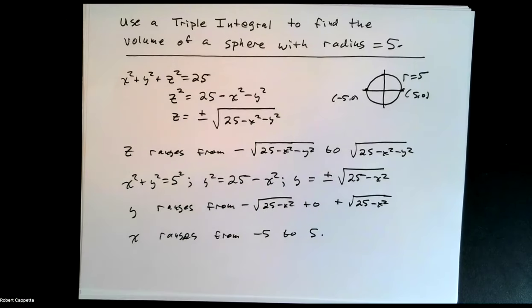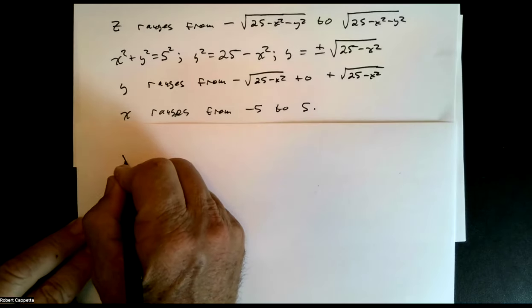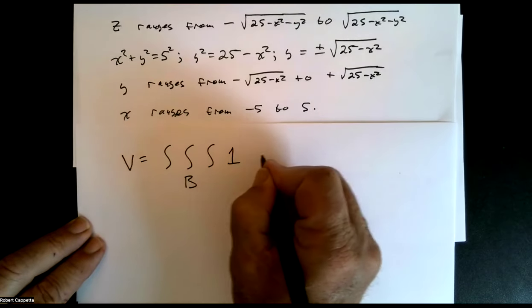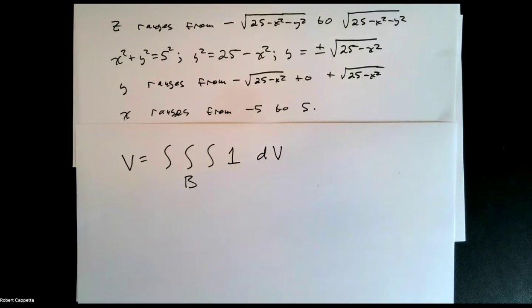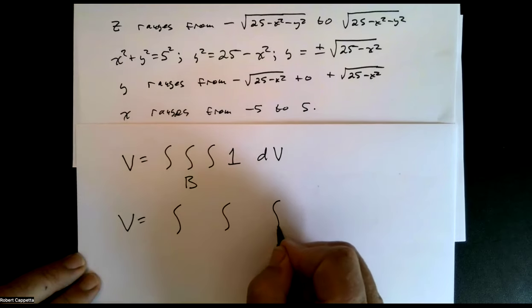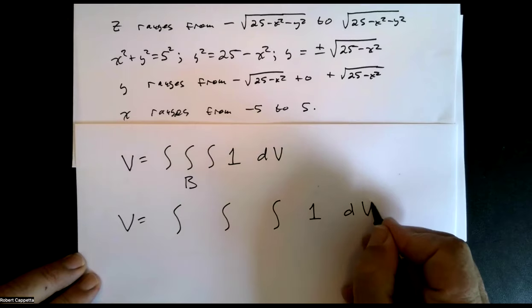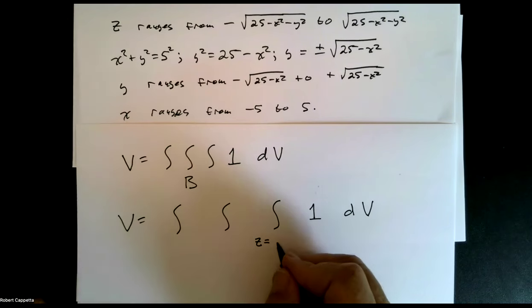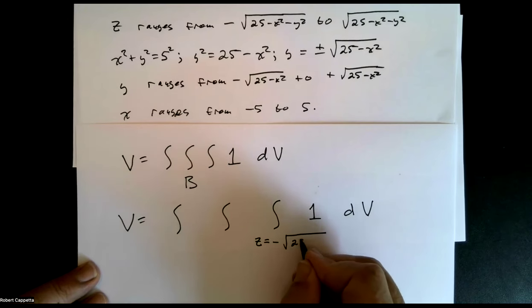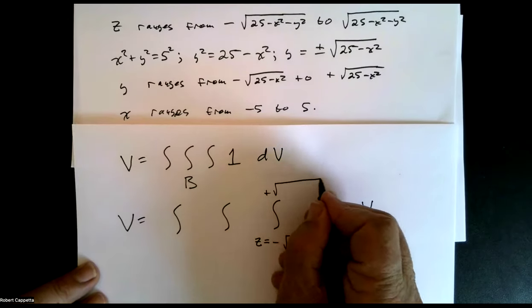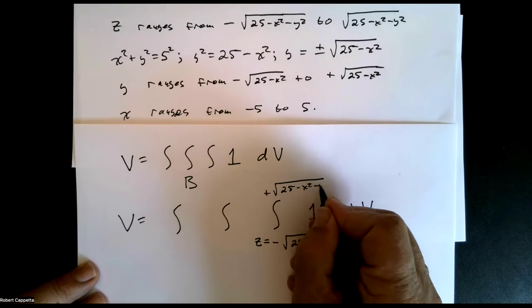But remember, the triple integral of 1 will be our volume. So let's consider that. The volume of the solid is the triple integral over that solid of 1 dV. So we need to determine what those ranges are going to be for us. Let's start with z. What does z range from? Z goes from negative root 25 minus x squared minus y squared to positive root 25 minus x squared minus y squared.